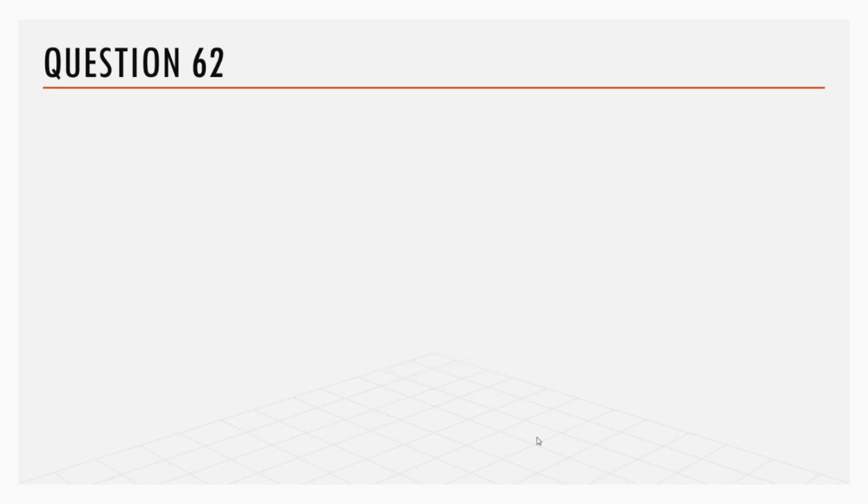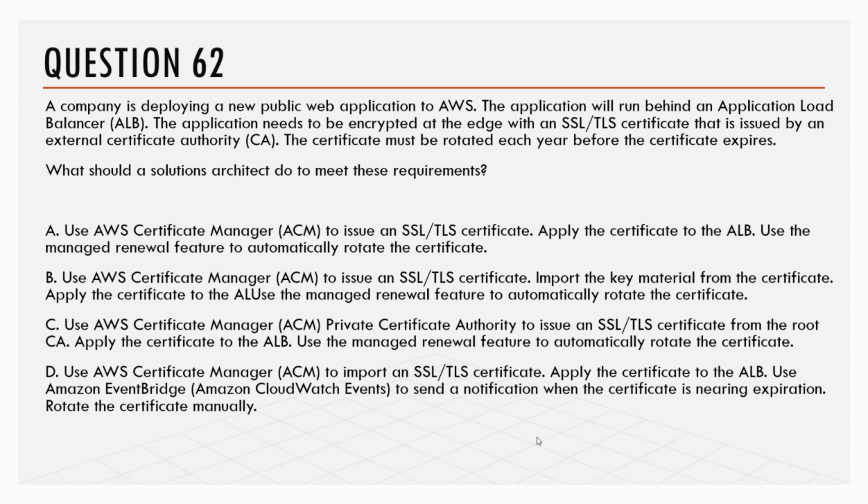Now let's look into question number 62. A company is deploying a new public web application to AWS. The application will run behind an Application Load Balancer. The application needs to be encrypted at the edge with an SSL/TLS certificate that is issued by an external certificate authority. The certificate must be rotated each year before the certificate expires. What should a solutions architect do to meet these requirements?